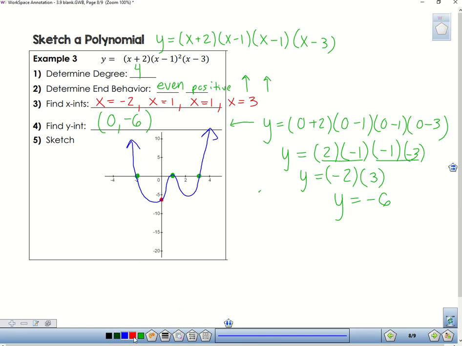You should always check after, once you draw your sketch, and make sure the number of turning points is correct. So how many turning points do we have here? 3. Does that make sense with the degree of the polynomial? Yes, it does. Because if you have 3 turning points, the degree should be 4.